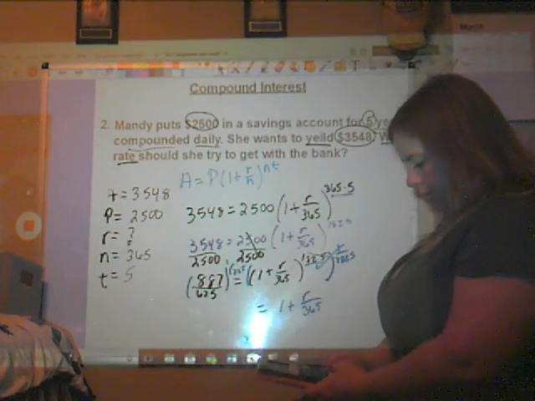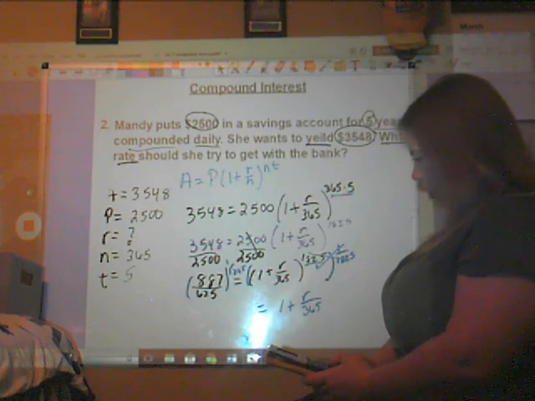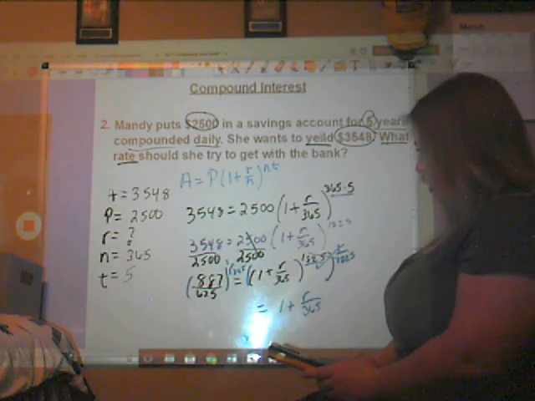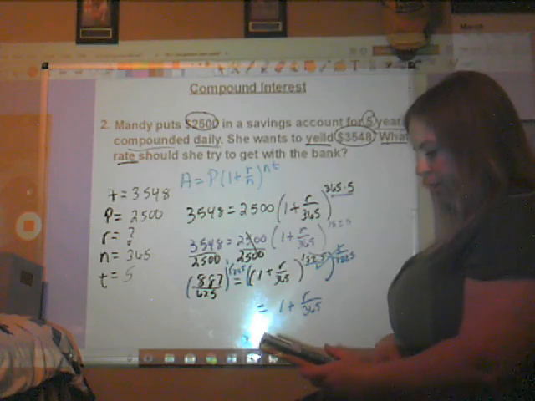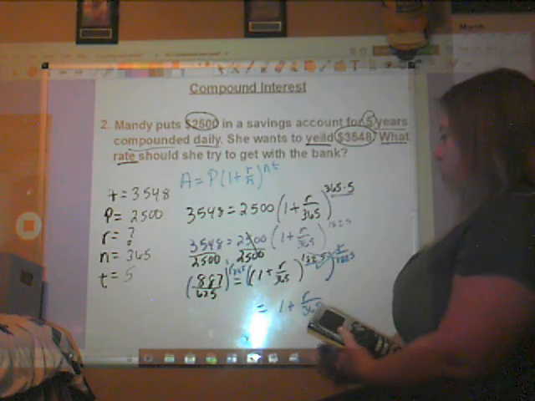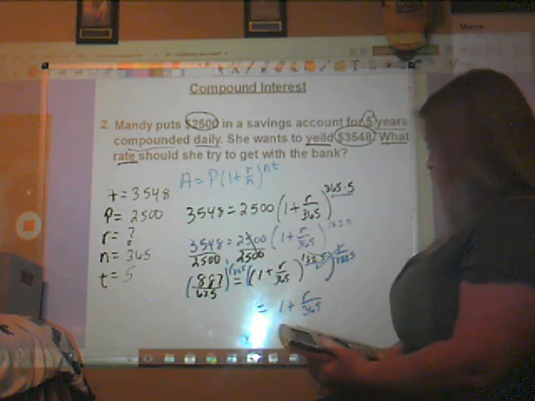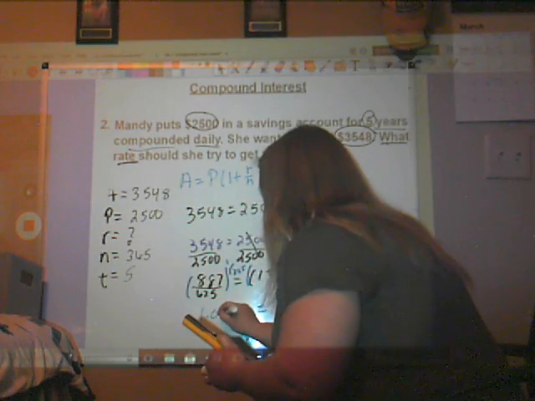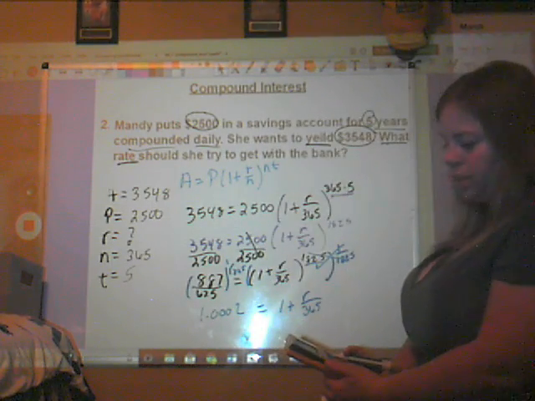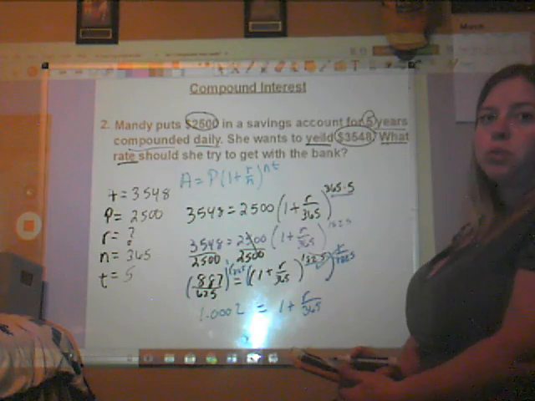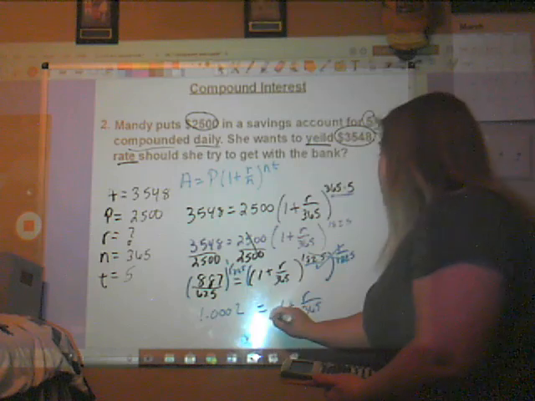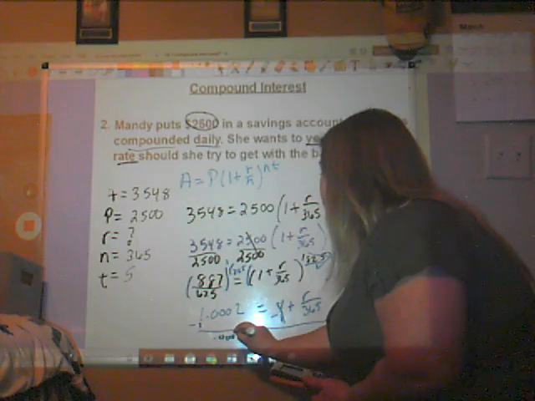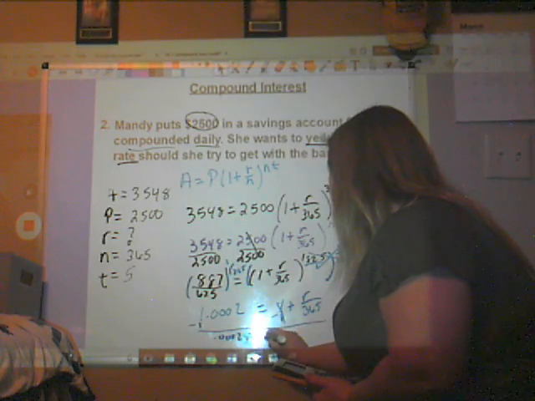So we're going to type in 887 divided by 625 to the power of 1 over 1825. And you're going to get a decimal here. We're going to get 1.0002. So you're going to go until you get an actual number. So we get 1.0002. Always go at least 4 decimal places at this point. If you're in the middle of a problem, you need to go at least 4 decimal places. So then we minus 1. So that's going to give us 0.0002 equals r over 365.